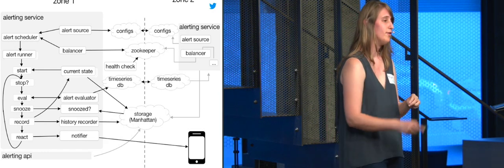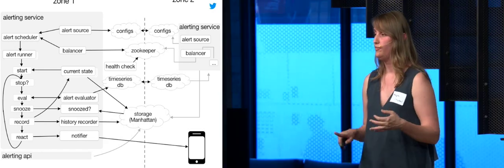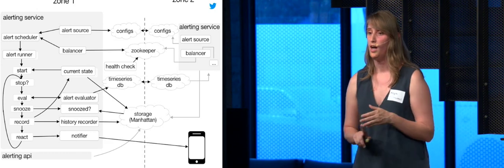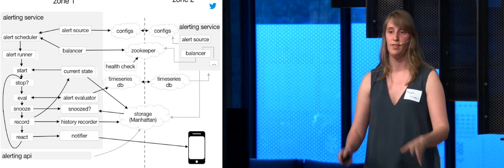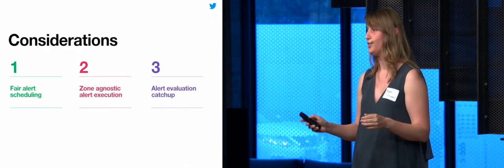So our notifier actually offers emails. It hits the PagerDuty API. We also have webhooks, and we're looking into other options as well. So that's kind of the way that our alerting architecture works.